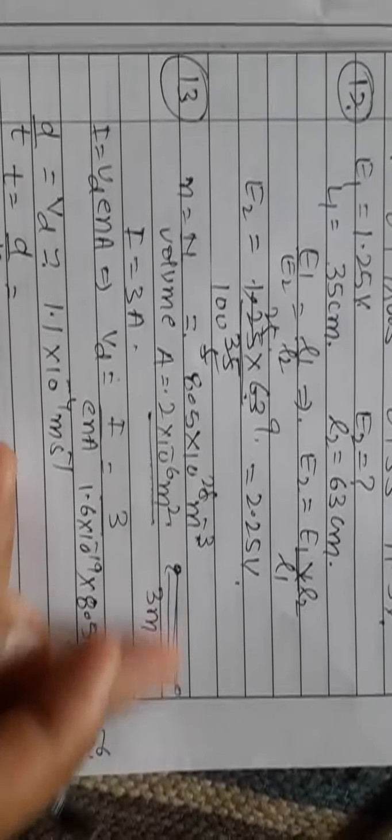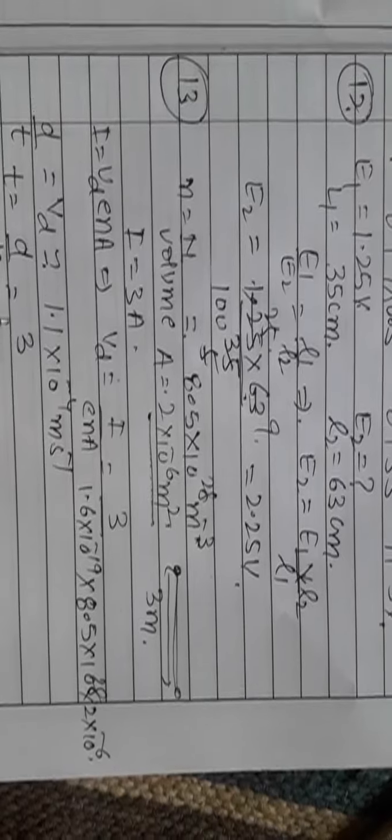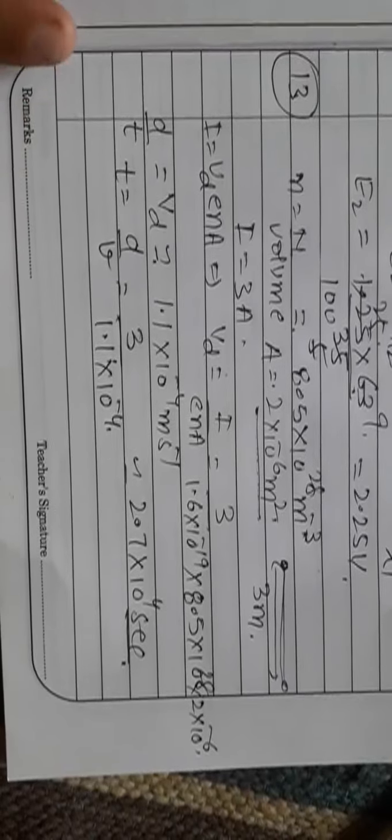Now velocity is distance by time, so time is distance by velocity. What distance will it cover? That is equal to 3, and velocity is approximately 1.1 10 to the minus 4. If you solve, approximately 2.7 10 to the power 4 seconds will be the answer. So that was question number 13.